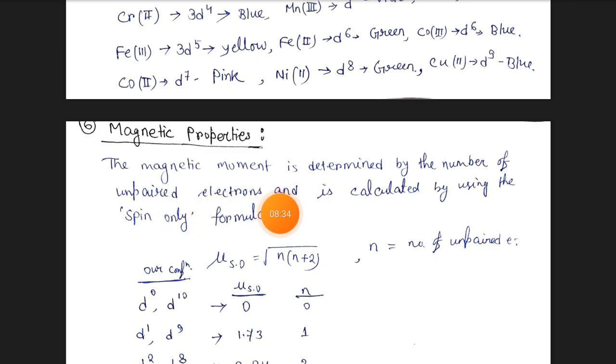Next, 6, that is magnetic property. The magnetic moment is determined by the number of unpaired electrons. You know that, and it is calculated by using the spin only formula for transition elements. Okay, so here the formula is mu spin only equals root over n into n plus 2, where n is the number of unpaired electrons.